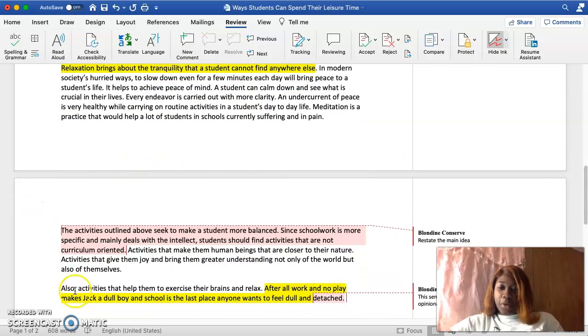And then here at the bottom, this is the conclusion. I don't like how the first sentence is. Yes, it restates the main idea, but I feel like it needs a sentence before it to run smoothly, and then restate the main idea. But I don't know if that's just me. But yes, this restates the main idea.